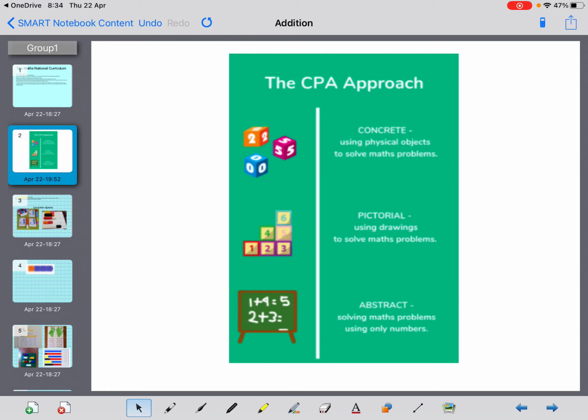In maths, we use a CPA approach. C stands for concrete. So when we teach a new concept, we often like to use objects, counters, different objects that children can actually move around and manipulate in their hands. We then move to pictures, so these might be pictures of the object. So for example, if a child has been adding with cubes, they might then add pictures of cubes. After children are solid in their pictorial or picture learning, we would then look at abstract learning, so using number lines and using more mental methods of calculation.